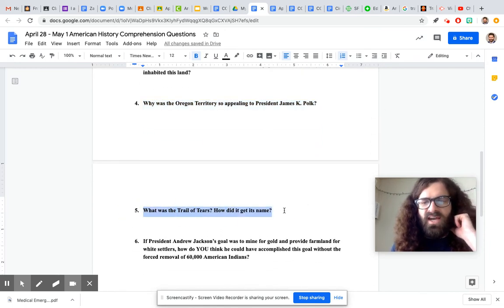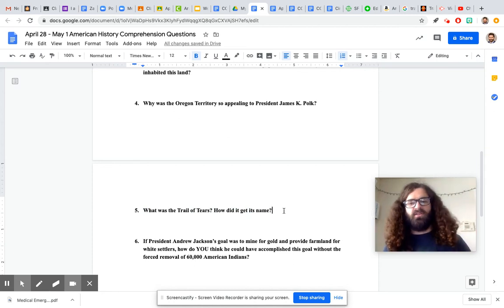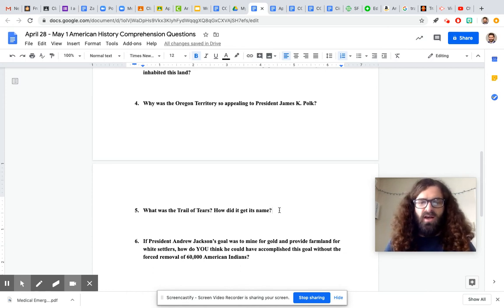What was the Trail of Tears? How did it get its name? It's Trail of Tears because so many people died on it. It is the tears of the Native American people that died and lost family members along that trail. 60,000 people were forced from east of the Mississippi to west of the Mississippi, from Florida, Tennessee, Kentucky, Alabama, Georgia, South Carolina, North Carolina, all of them forced to move west over 1,000 miles by foot. Tons of them died along the way from starvation, exposure to the elements, disease, and so on and so forth, if not just outright murder.